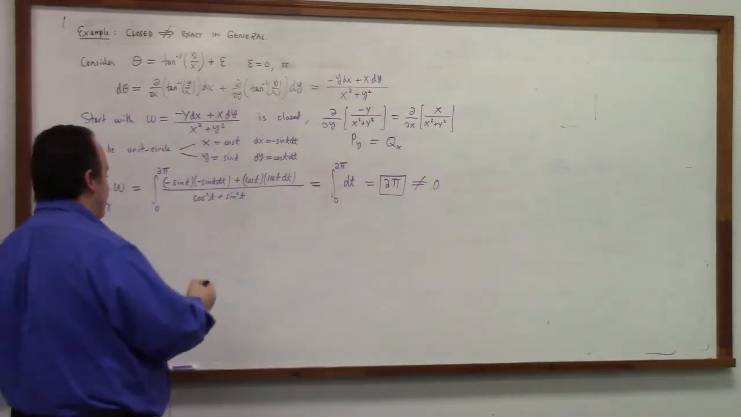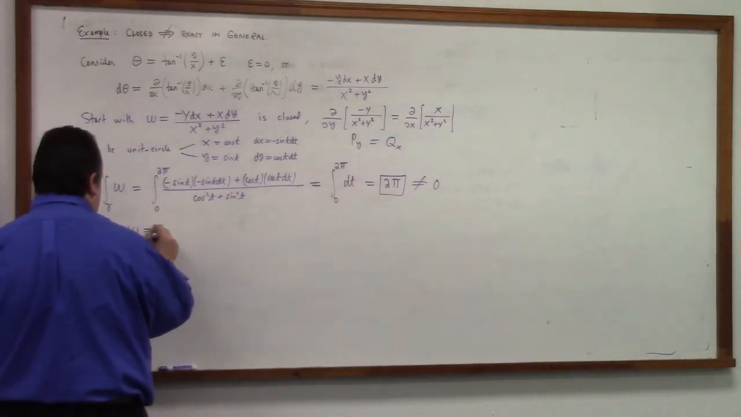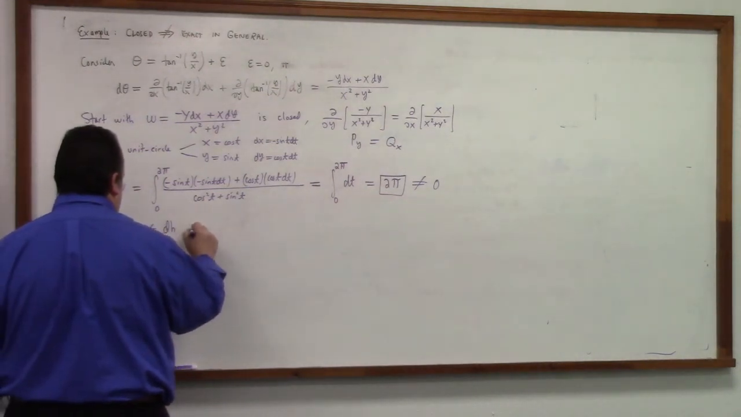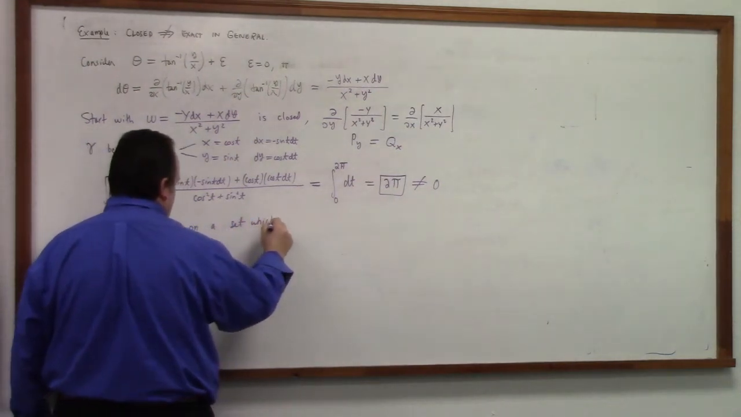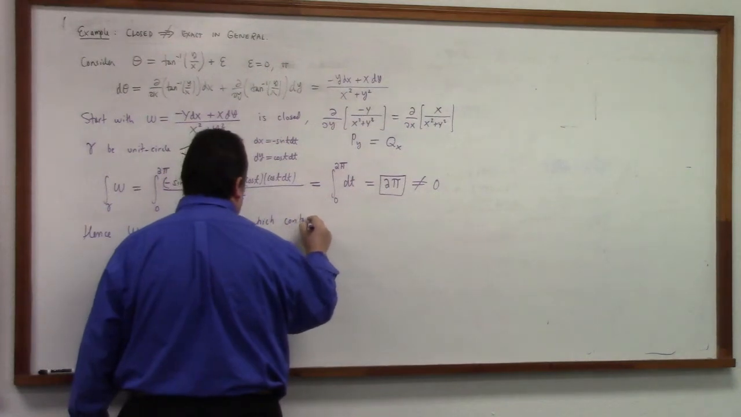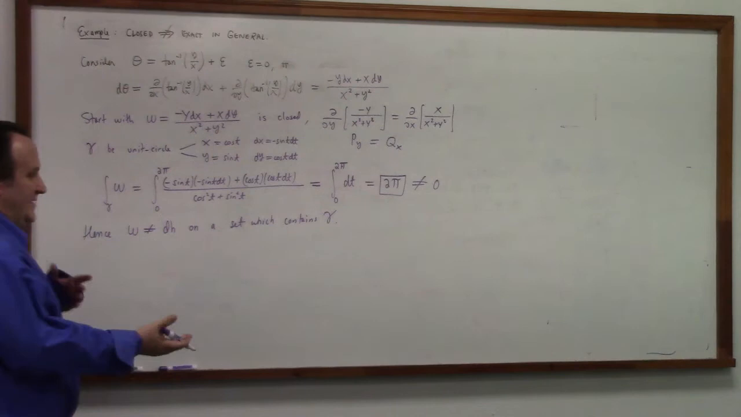Therefore, not exact. Omega is not equal to dh on a set which contains gamma.